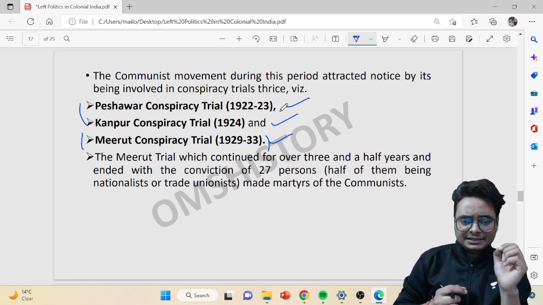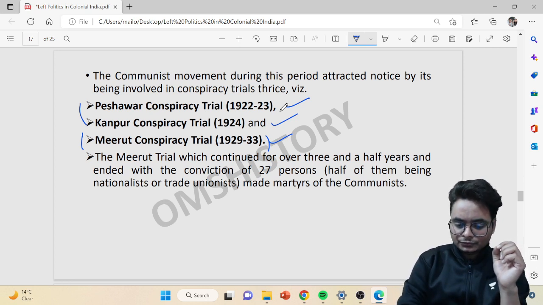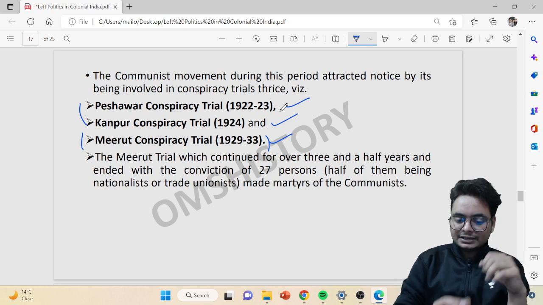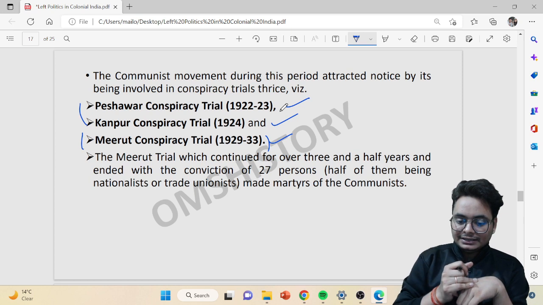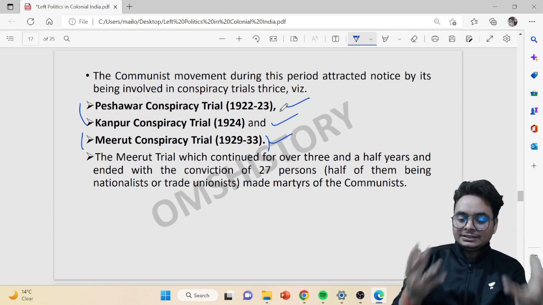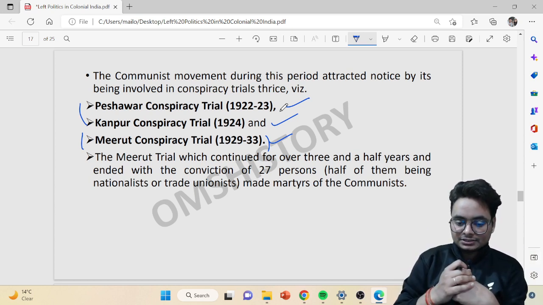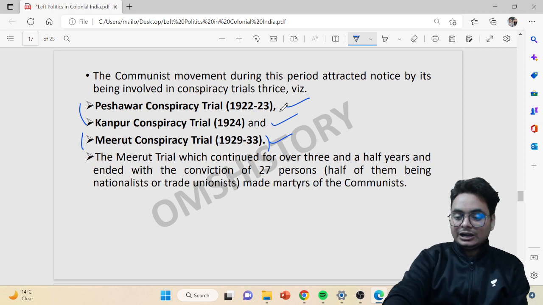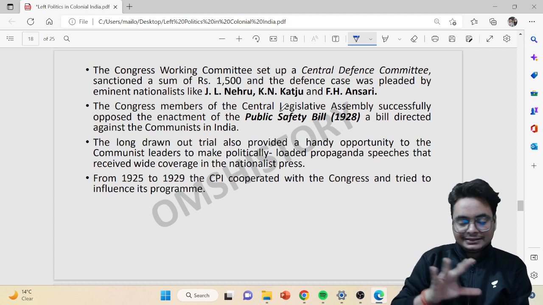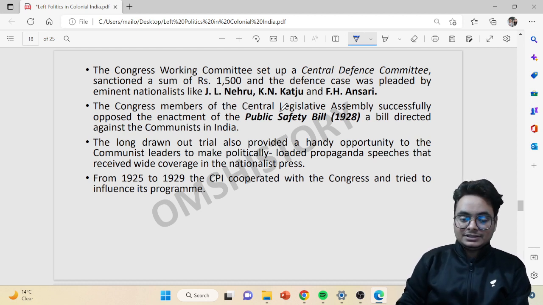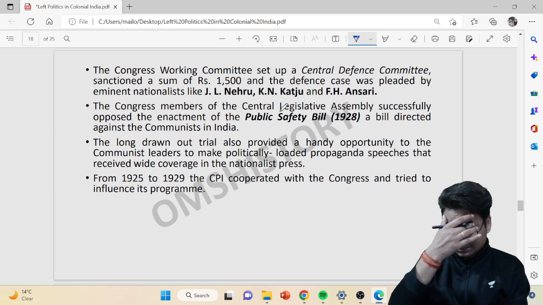Now, this Meerut trial, which continued for over 3.5 years and ended with the conviction of almost 27 persons, kind of made martyrs out of these communists. How come? At that point of time these communists were taking an anti-British or anti-imperialist stance, and because of that they got the sympathy of Congress and of nationalist leaders as well.